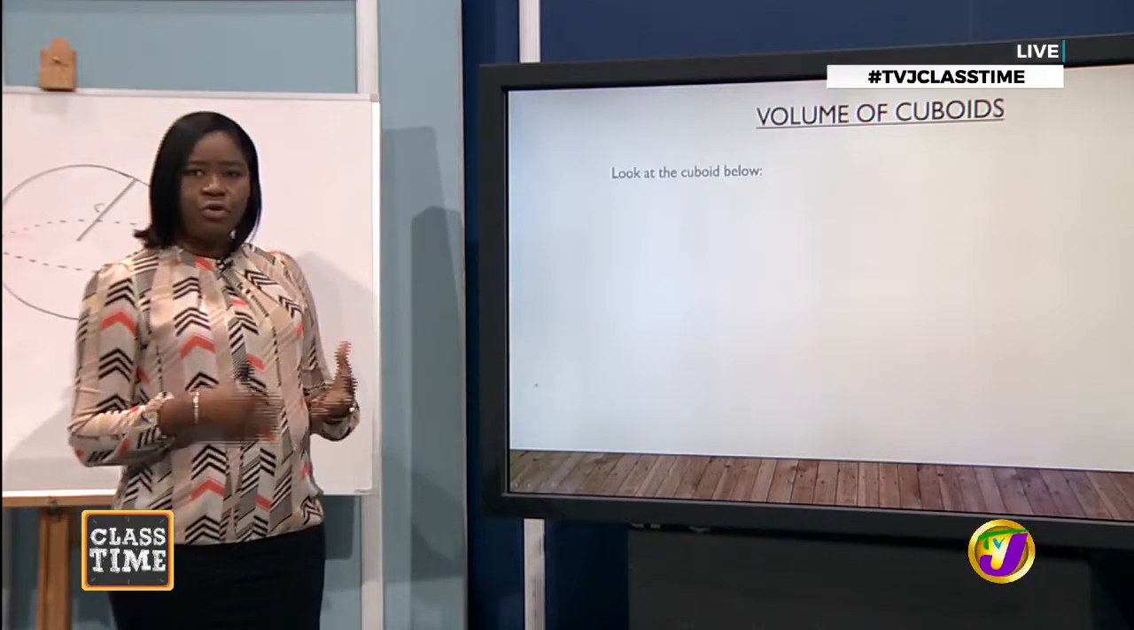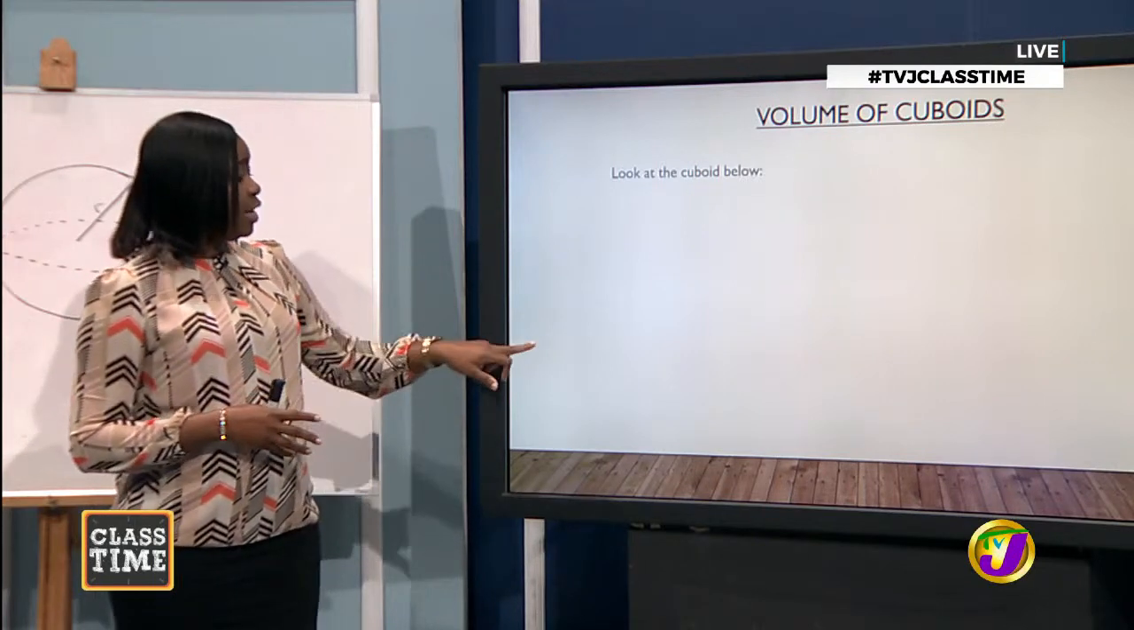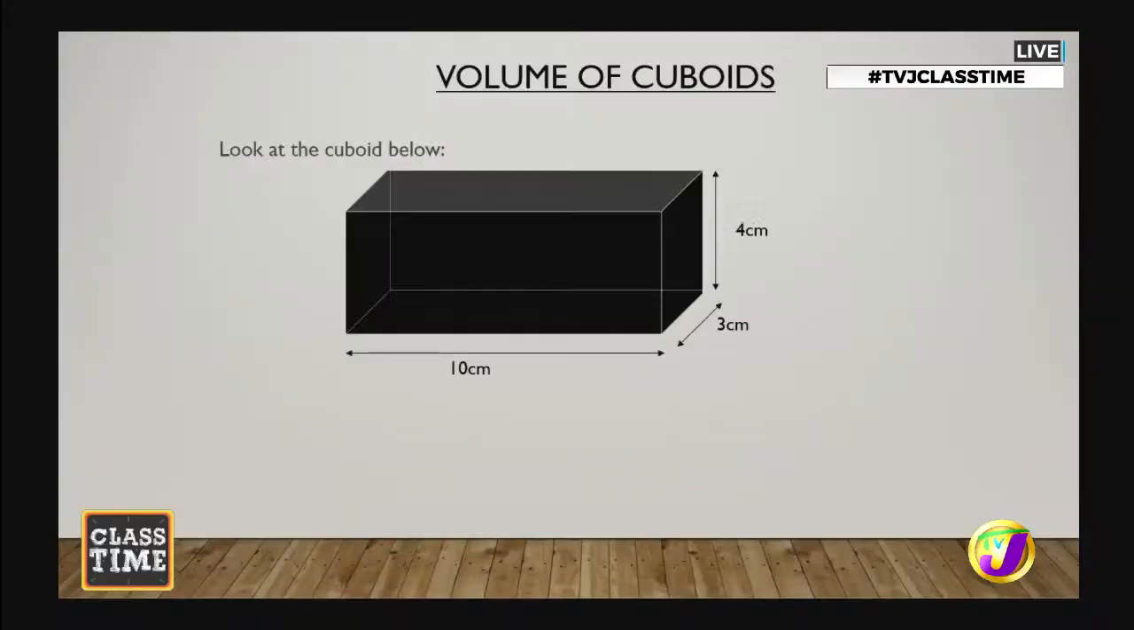So let us just review how to calculate the volume of cuboids. So let us look at this cuboid here, which has a length of 10 centimeters, width of 3 centimeters, and a height of 4 centimeters. And we want to find the volume.